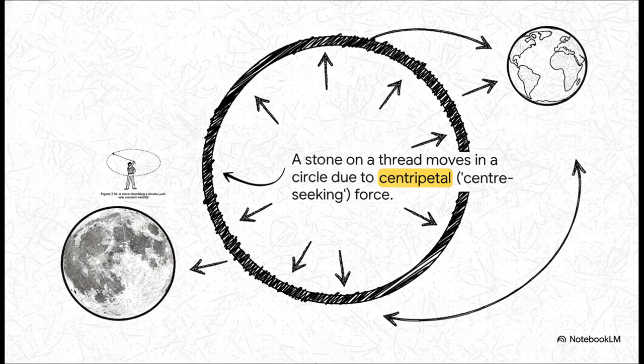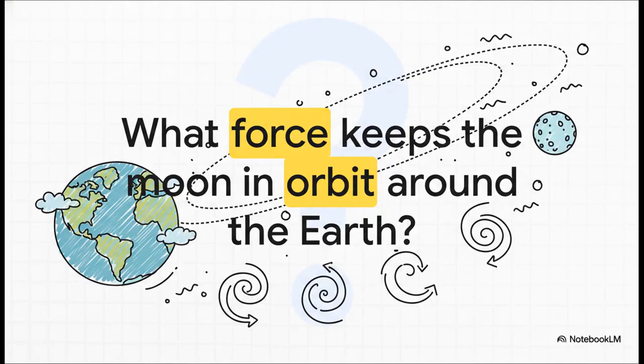Now just think, if the moon is like the stone, what is the invisible string that keeps it going around the Earth? That is the really big question, isn't it? Obviously, there is no physical string connecting the Earth and the moon. So what is this invisible force that's doing the job? What is this cosmic string that's providing the centripetal force and keeping the moon in its path?